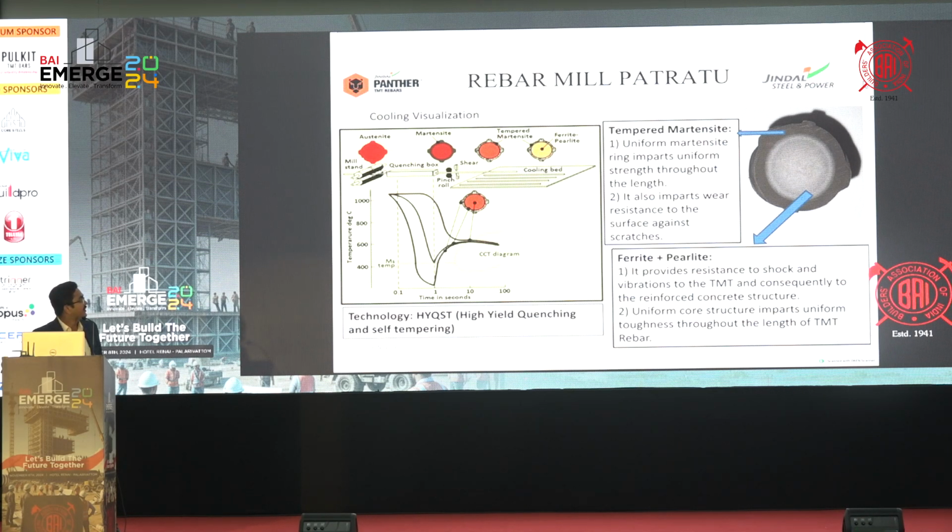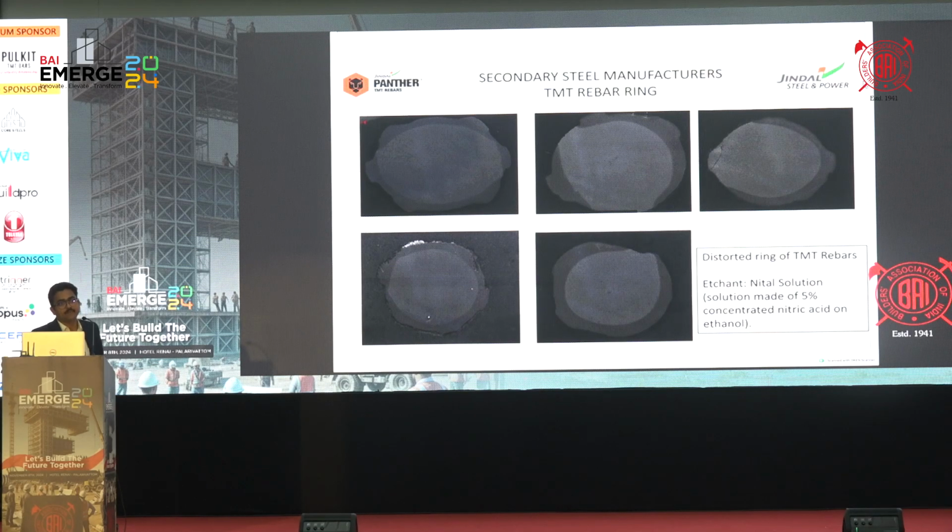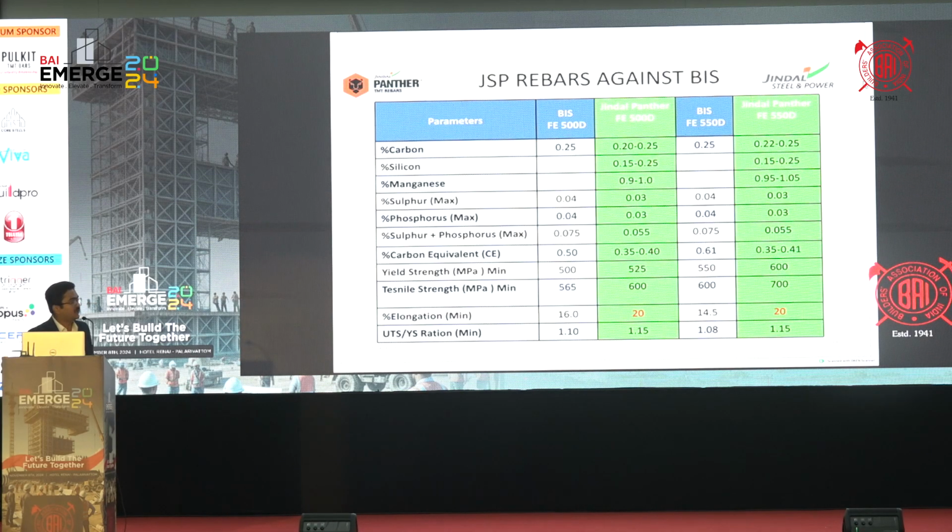Next slide. If we look at the secondary manufacturers, the surface looks like this. There is a distorted ring. If any load comes on the surface, only the soft phase will be there, so it will easily crack. The percentages of hard phase and core also have to be maintained. The core will be 70 to 75%, and the hard phase will be 20 to 25%. Then that will be a good TMT rebar.